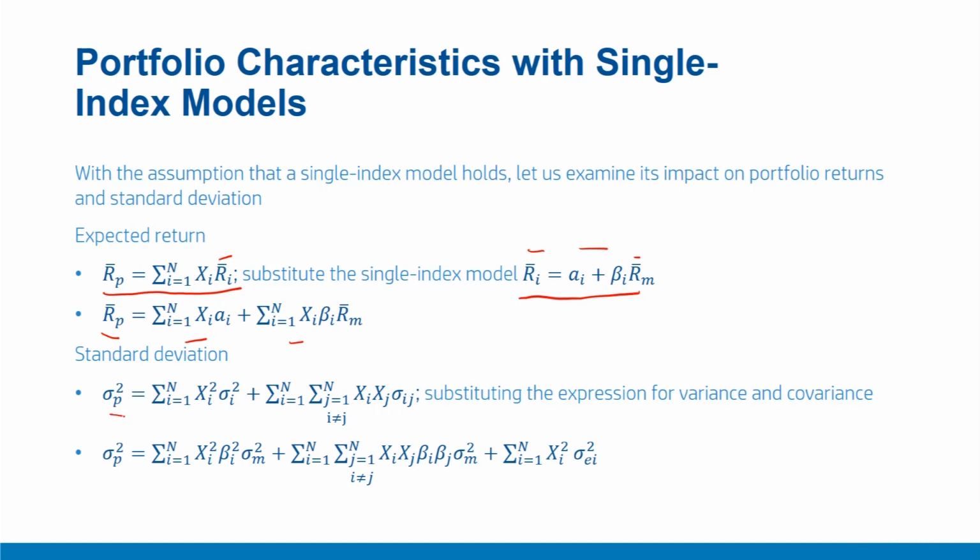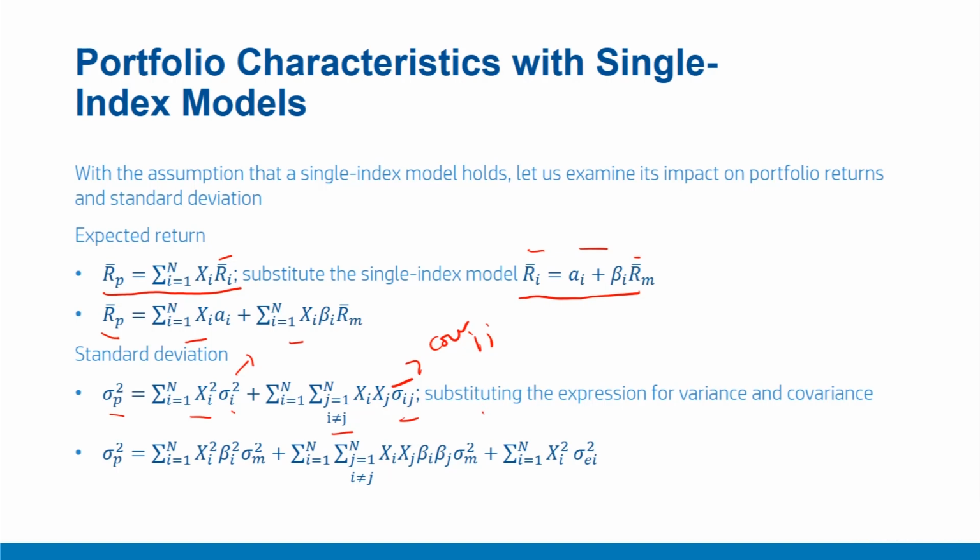Also, the variance of the portfolio can be written as summation xi square sigma I square, i equal to 1 to n, plus summation over i and j of xi xj sigma ij, i not equal to j, where sigma ij is the covariance term and sigma I square is the variance of security I. Sigma ij is the covariance between security I and j.